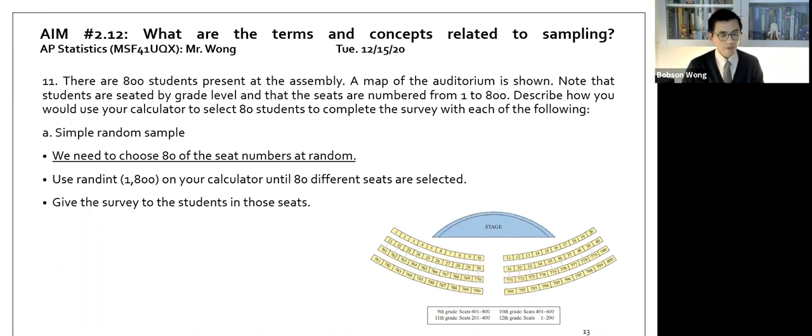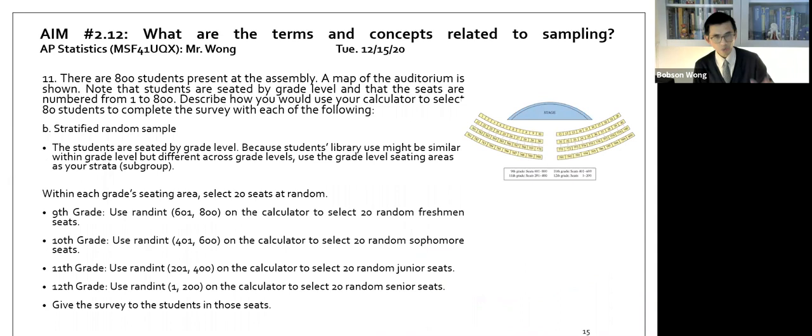Now, here's an example in which we have 800 students present at an assembly. We see that the grades are divided by seat numbers here, 9th, 10th, 11th, and 12th grades. And so how do we choose a simple random sample? From our 800 numbers, we choose 80, just random 80 numbers. So it's the electronic equivalent of taking 800 cards, putting them in a big hat, and just picking 80 cards. And then we give the survey to the students in those seats. Now, what's particularly important here is that we did not just pick the numbers. We also, as we said here, give the survey to the students. So if you want full credit, you want to make sure that you say what you do with the random numbers after you've picked them.